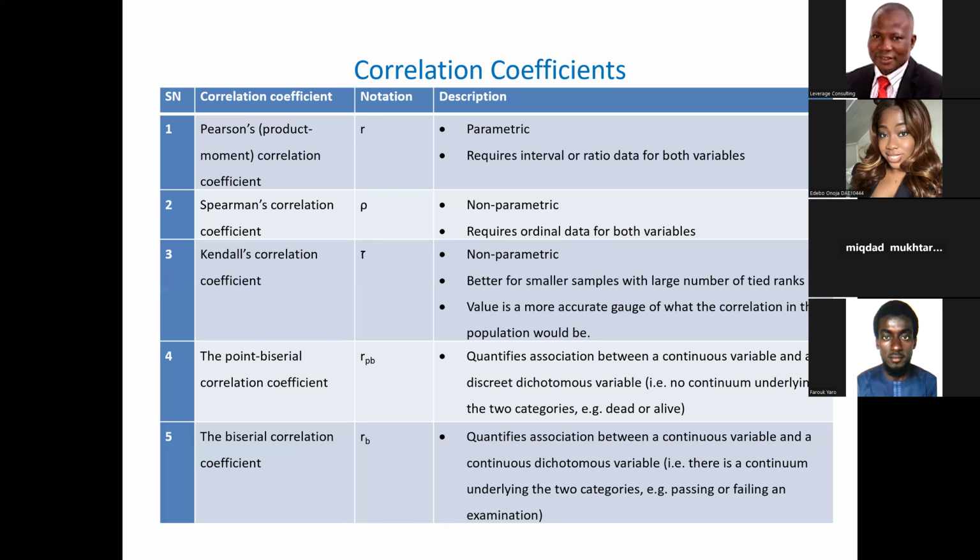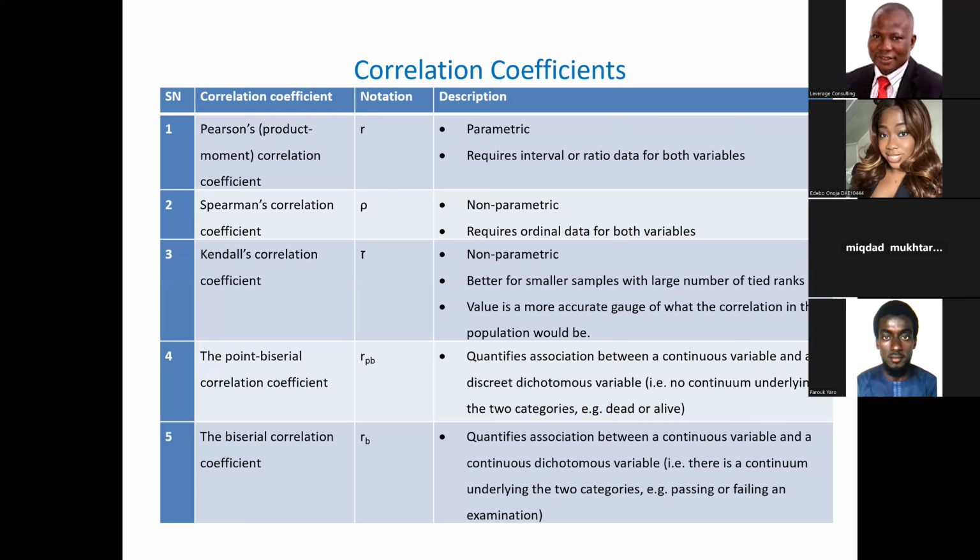But the meaning of discrete dichotomy is that there is no continuum underlying the two categories, e.g., dead or alive, male or female. When you have two possible values, that is dichotomous, but it's not as if there was a figure before where you just have a cutoff and divide into yes or no. That's the meaning of a discrete dichotomous variable. So that's why you use point biserial.